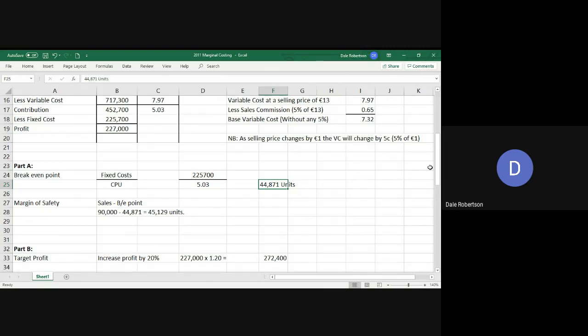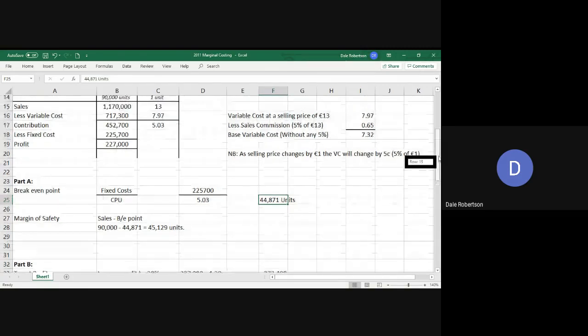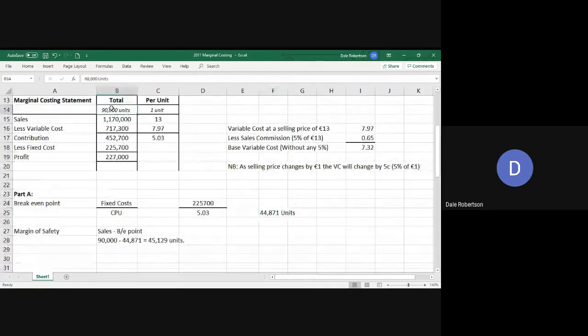Of course, we know that it had to be less than 90,000 because here is our 90,000 units and we are making a profit. So it had to be somewhere south of 90,000. In fact, it's 44,871. How safe are we from making a loss? Well, the margin of safety is sales take away break-even point, which if you go 90,000, which is what we're selling, take away our break-even point of 44,871, we have a margin of safety of 45,129 units. That's how many we could drop before we are in loss-making territory.